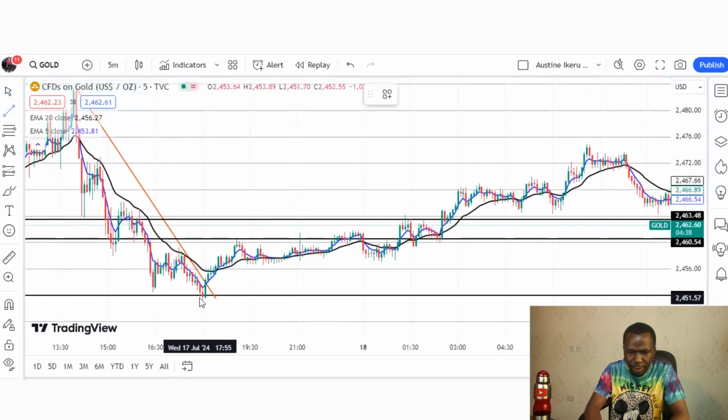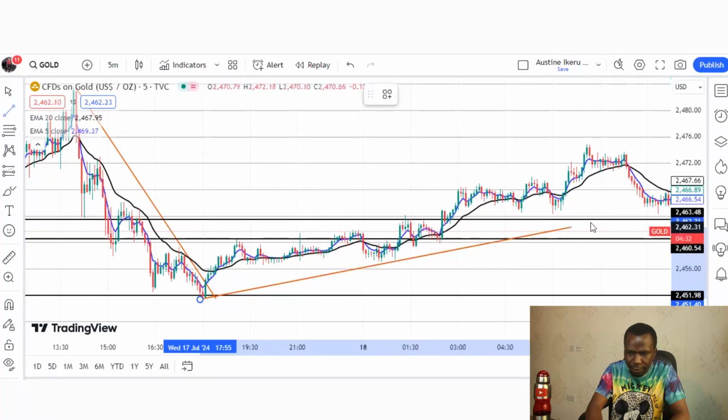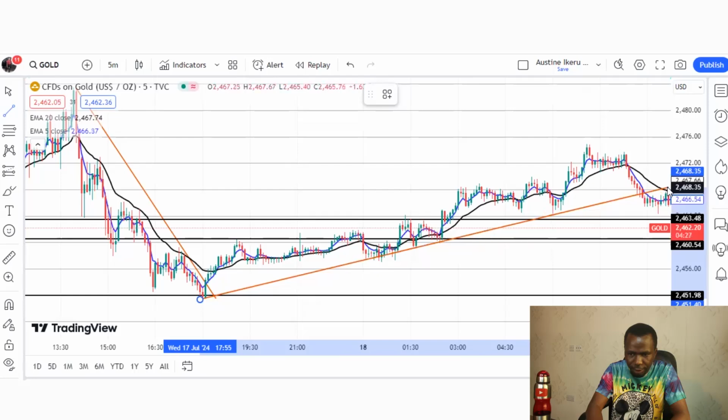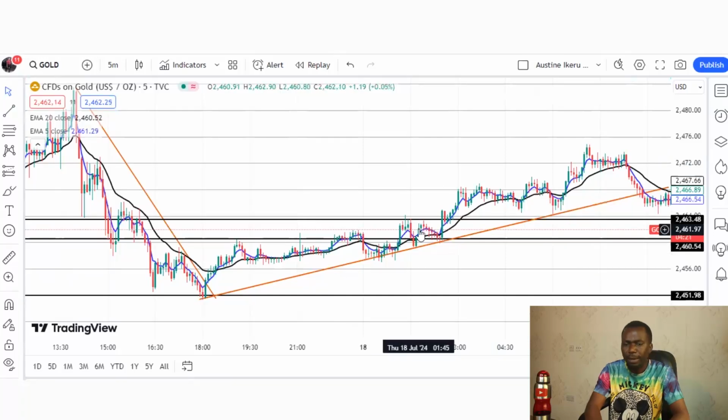So we plot our trend line. We connect the trend line from these lows and then extend it to the future, right? So this is it. Now we have two support levels: the trend line and the moving average. In case the price does not respect the moving average, the price has to respect the trend line. So the trend line becomes our last bus stop.